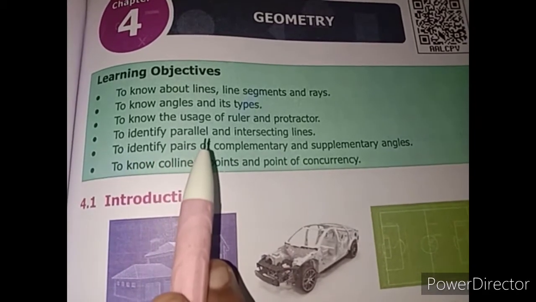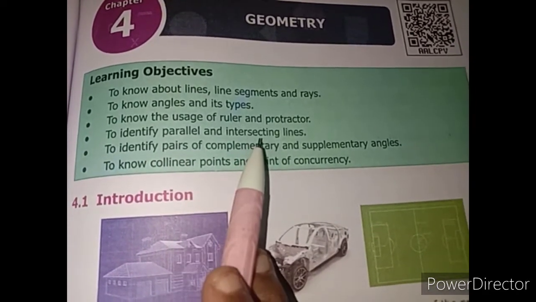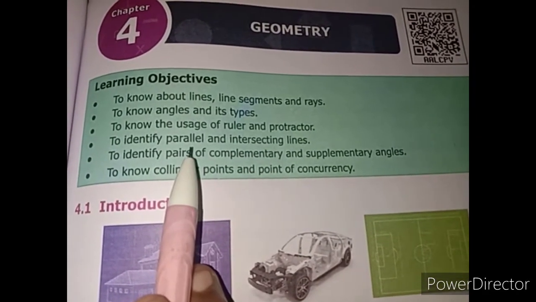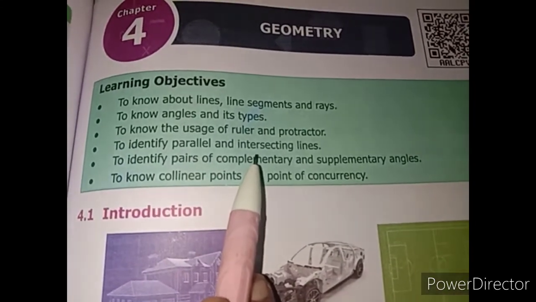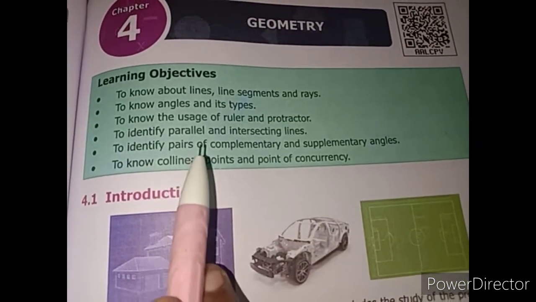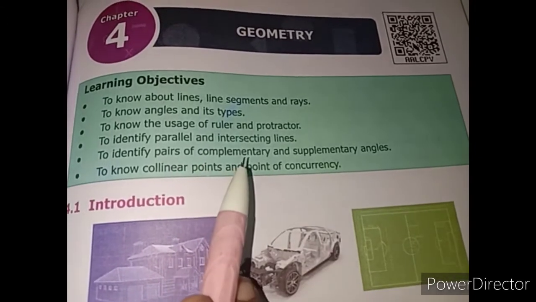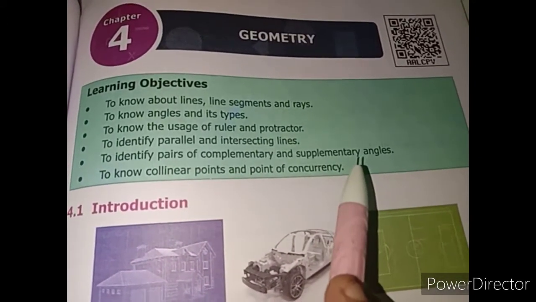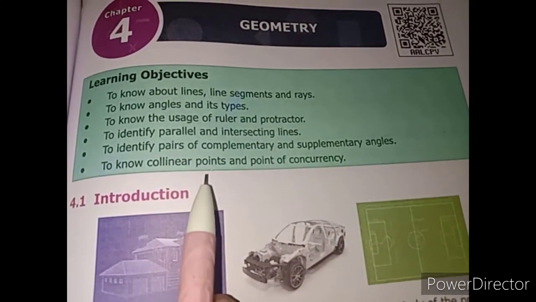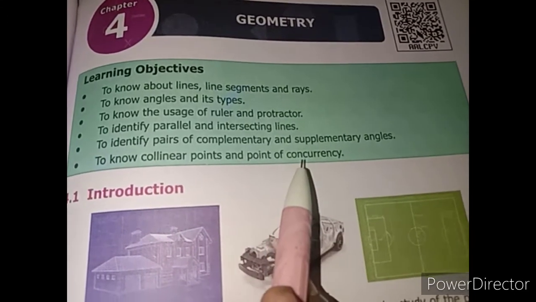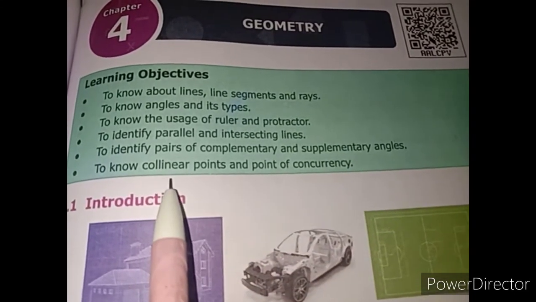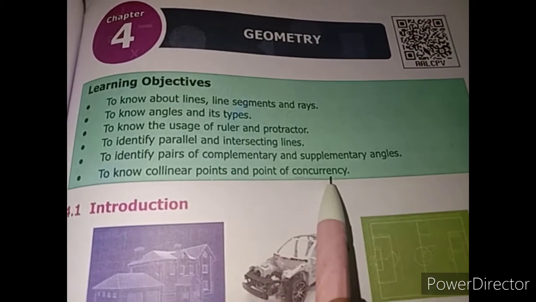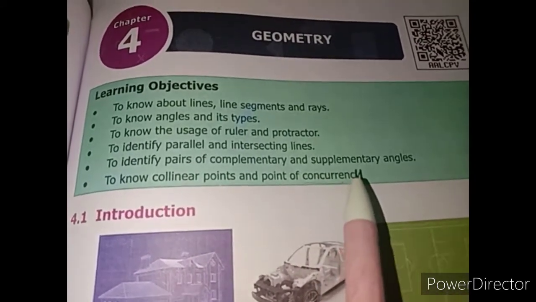Next is to identify parallel and intersecting lines. So what is the difference between a parallel and an intersecting line? And also to identify pairs of complementary and supplementary angles, and to know the collinear points and point of concurrency. We are going to see what is collinear and what is meant by concurrency. So all these things we are going to see in this chapter.